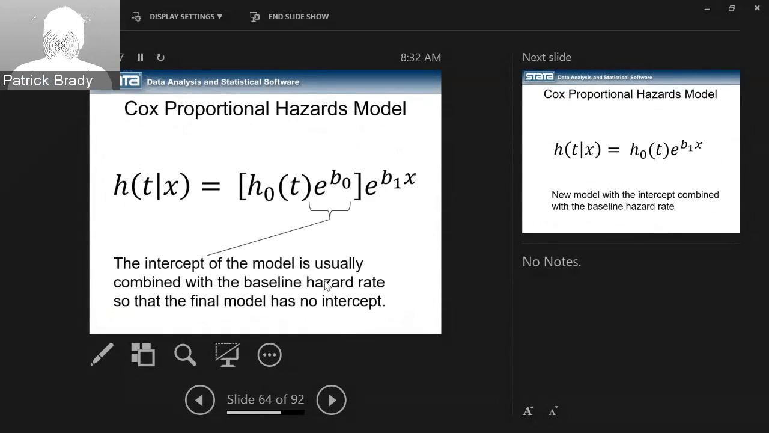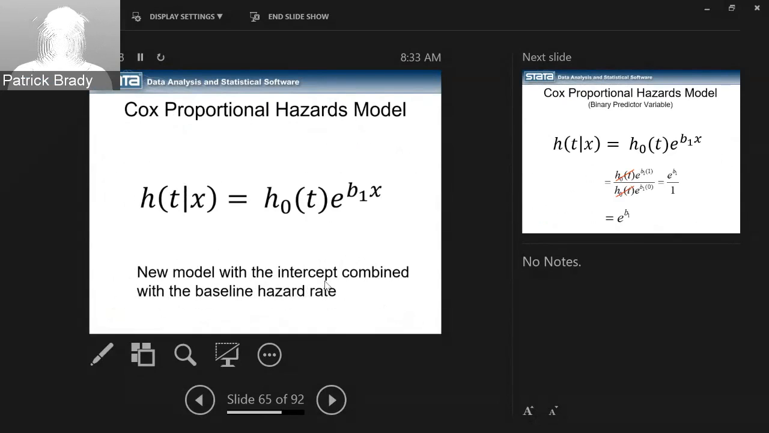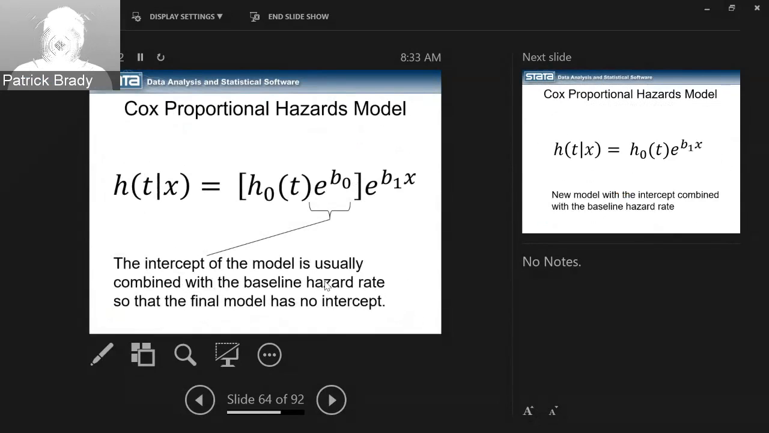Now, it's typical with Cox regression to move the intercept term inside and bundle it up with the baseline hazard rate. So typically we see these without an intercept. Okay? You're not going to see intercepts with Cox regression, and that's why we just move that part in and wrap it up with the hazard rate.